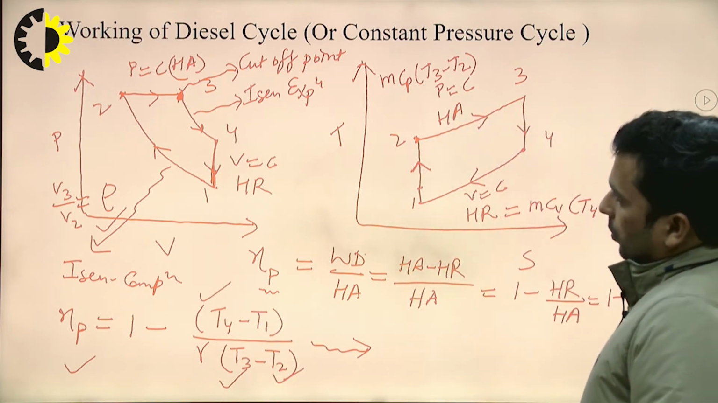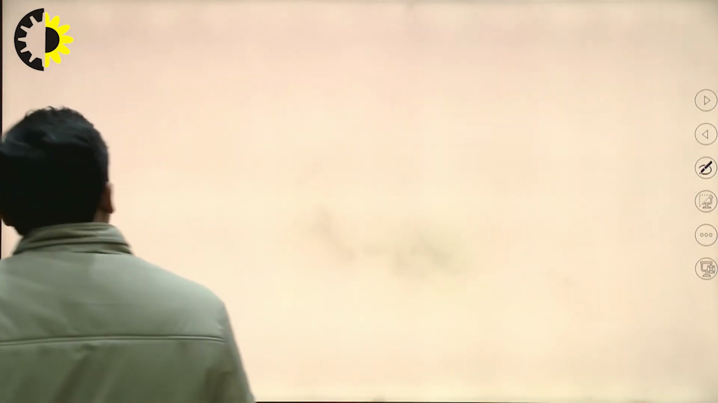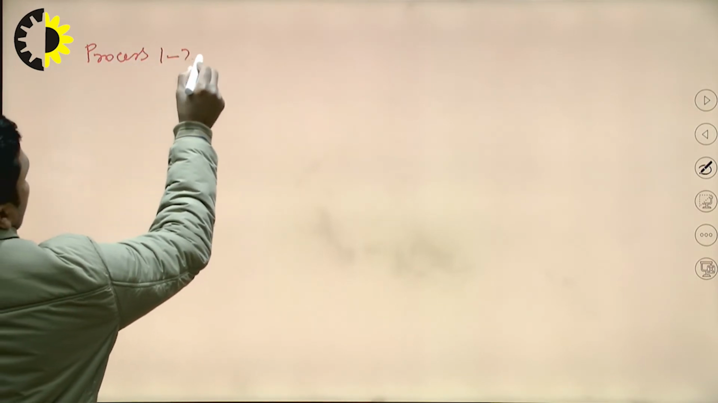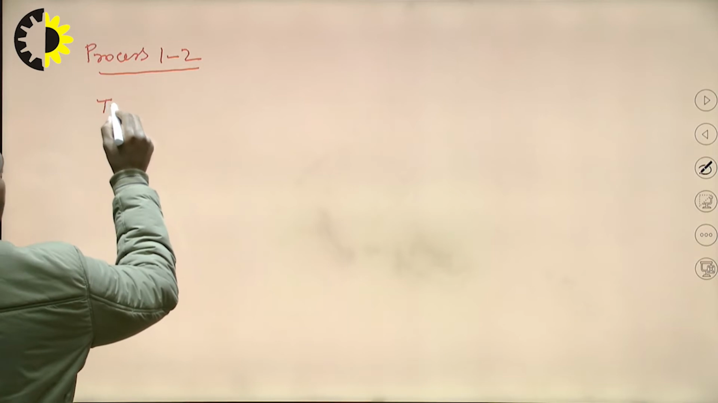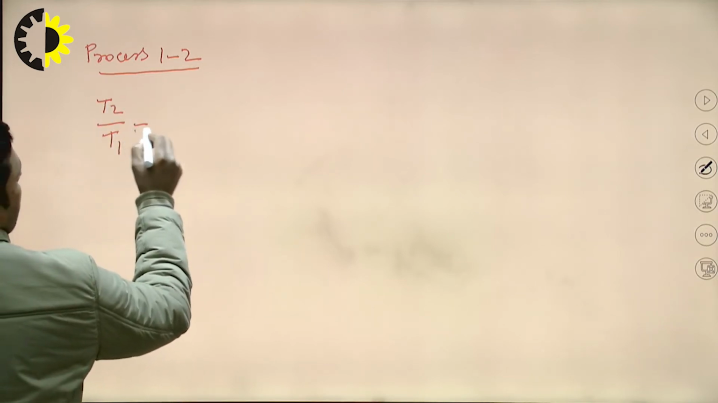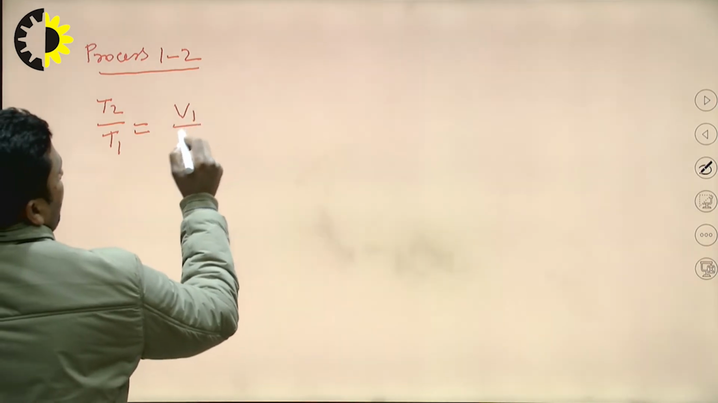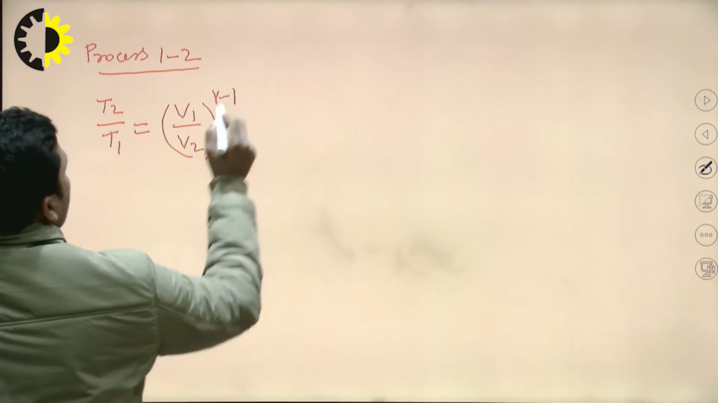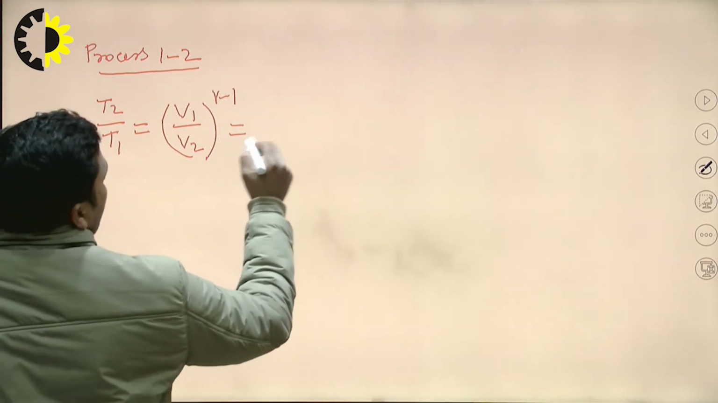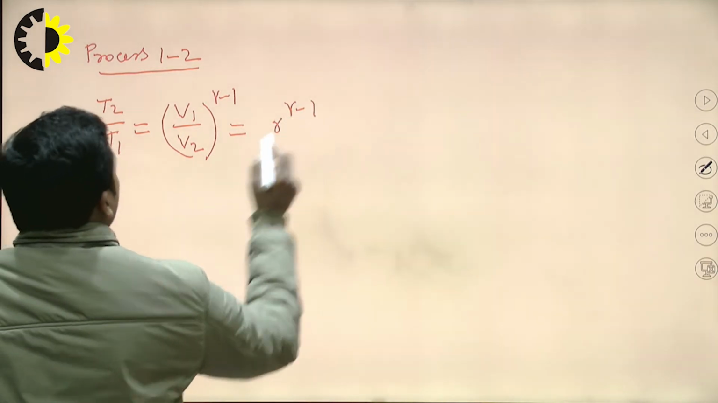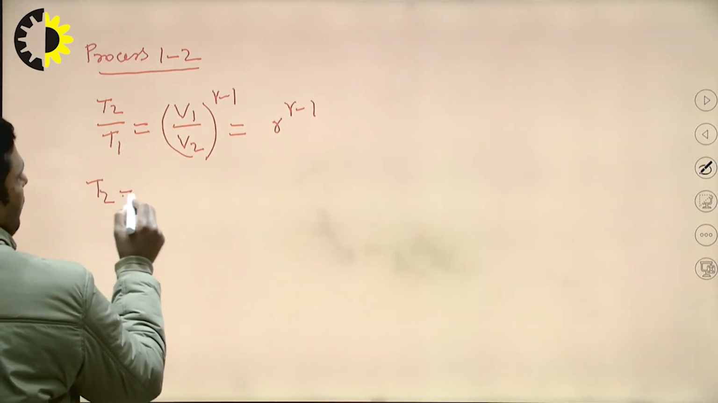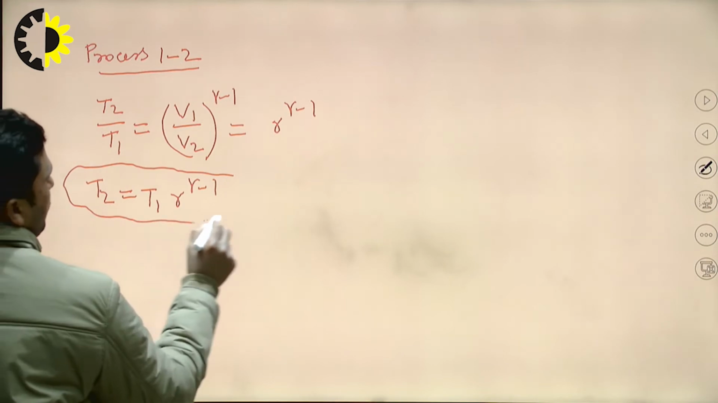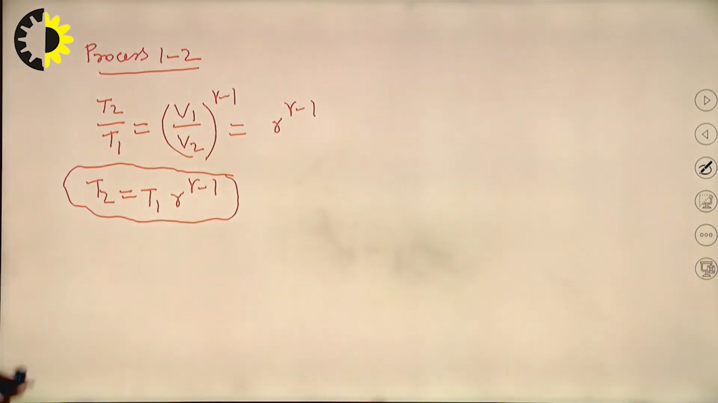So we have to convert. From process 1 to 2, T2 by T1 is equal to (V1 by V2) to the power gamma minus 1. From here we know that V1 by V2 is equal to r, so T2 will be equal to T1 r to the power gamma minus 1. So here T2 is converted in terms of compression ratio and T1.